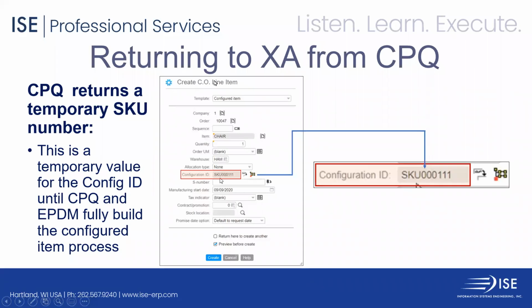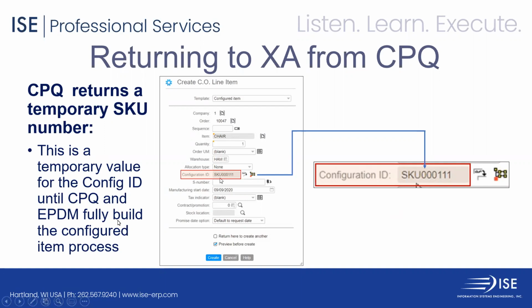Okay, so remember we were at our line item template. Of course, it could have been a card if you were updating a line item. And so notice the configuration ID. Remember before it was blank and I clicked on that icon to launch CPQ. Now that you've clicked the finish button, now you have a non-blank configuration ID. That's how you know that CPQ and the IBM machine have talked, they've passed information on, and XA is aware that there is a configuration sitting in those interface tables that needs to be processed.